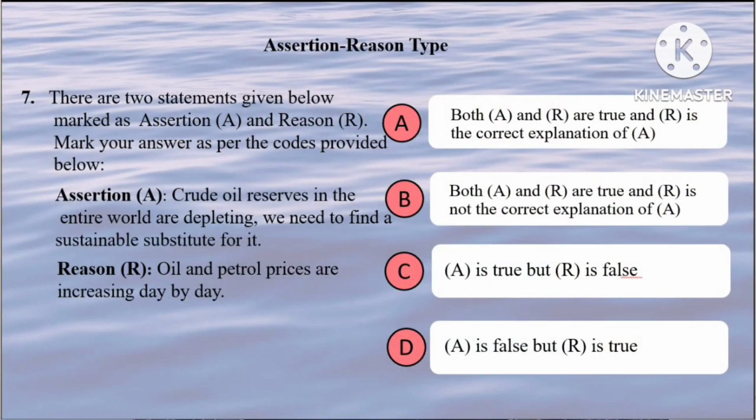Next, assertion. Crude oil reserves in the entire world are depleting. We need to find sustainable substitute for it. This is true. Reason. Oil and petrol prices are increasing day by day. This is also true. So both the statements are true, but increase in prices may be due to other factors. So the correct option should be B.